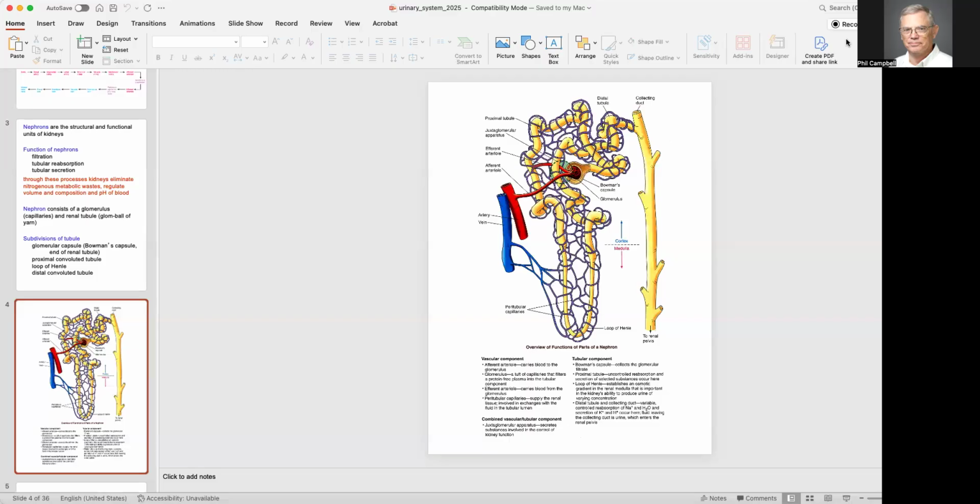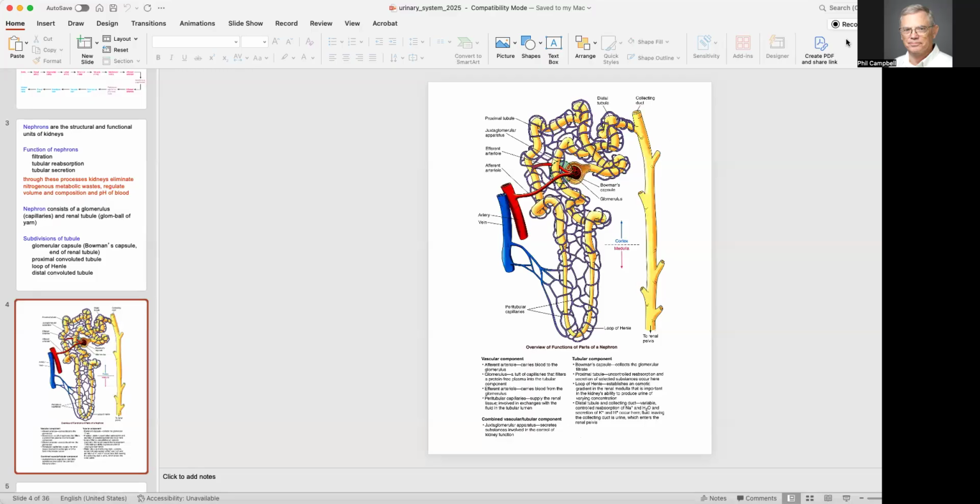Now, it will then proceed to the proximal convoluted tubule, the loop of Henle, which consists of a descending and an ascending loop, then the distal convoluted tubule, and then ultimately draining into the collecting ducts. All right. Multiple nephrons drain into a collecting duct.